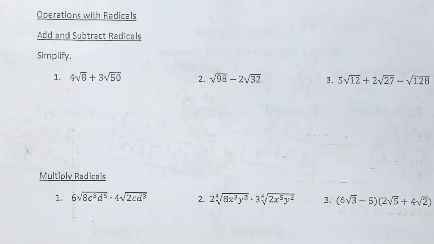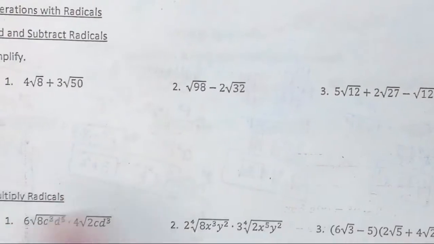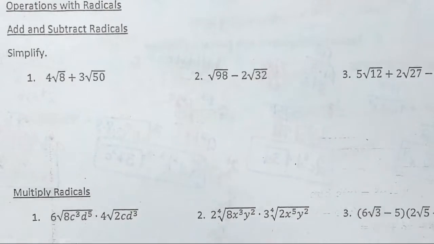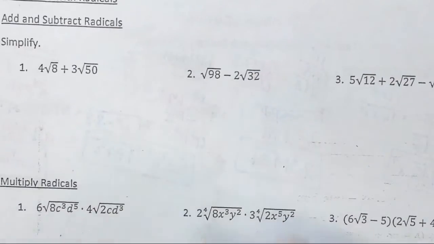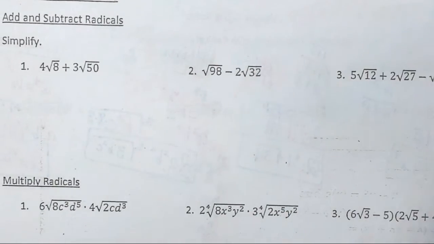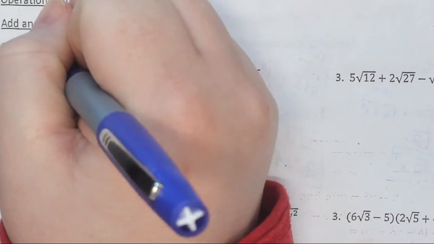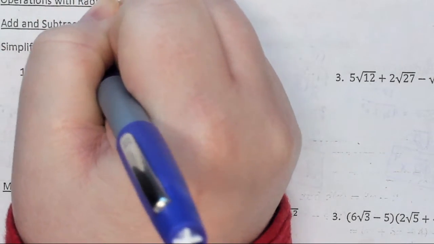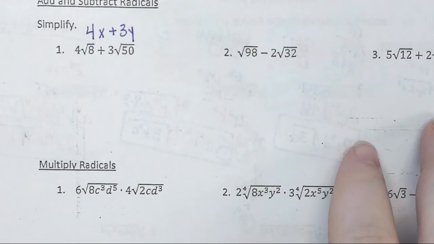Okay, so we want to add these two things together. But right now, they're not alike. √8 and √50 aren't the same house. In fact, it's kind of like trying to add 4x plus 3y. They're not like terms, so you can't put them together.